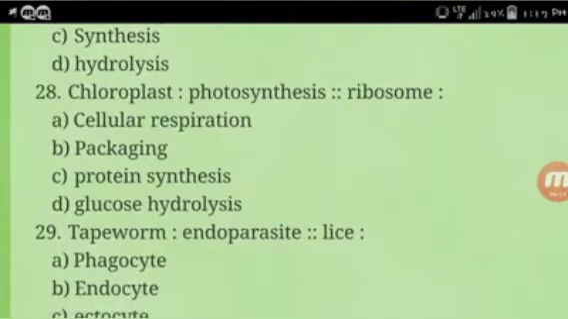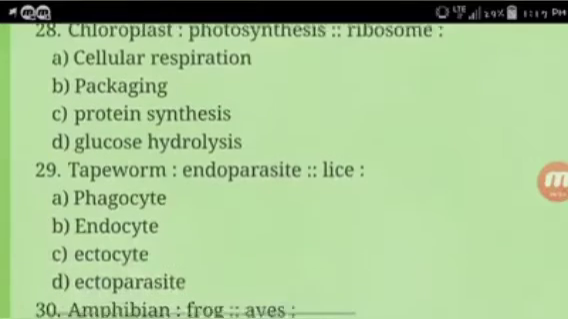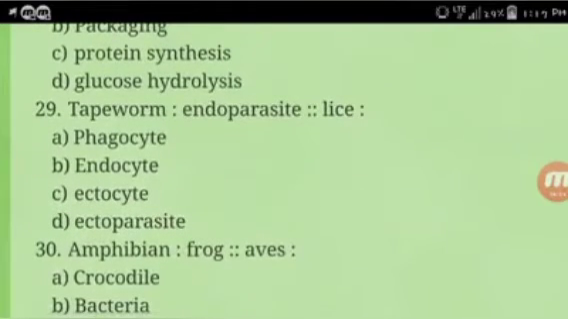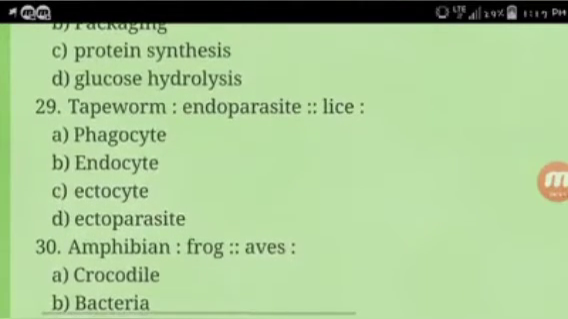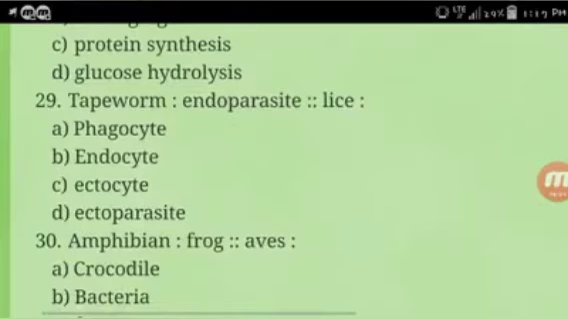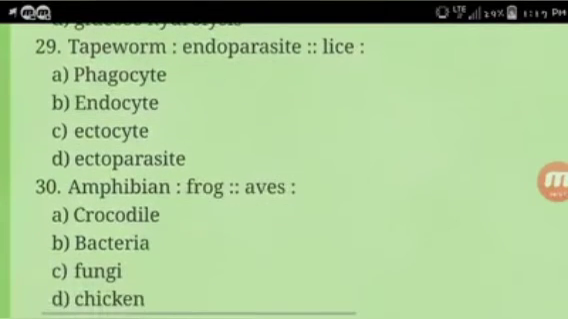Ribosome is the site of protein synthesis. Chloroplast is where photosynthesis is happening. Next one, tapeworm, endoparasite. Lice is ectoparasite. Endo means inside, ecto means outside. Last number, amphibian example is frog. Aves is chicken. Aves, we say aves, birds. Okay, these are organisms with feathers.